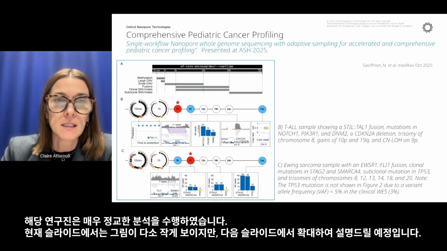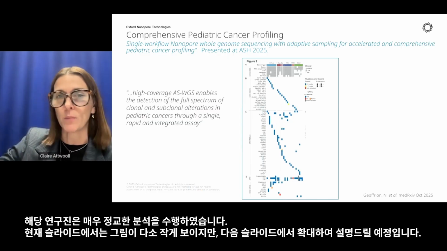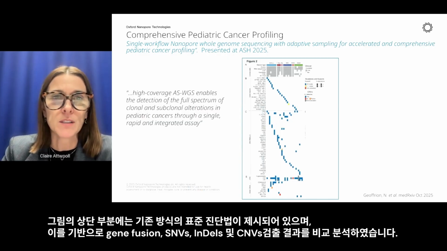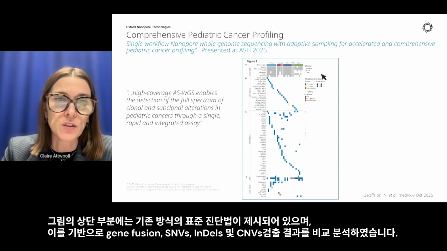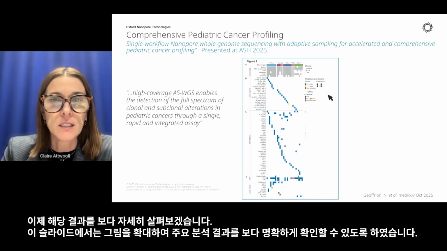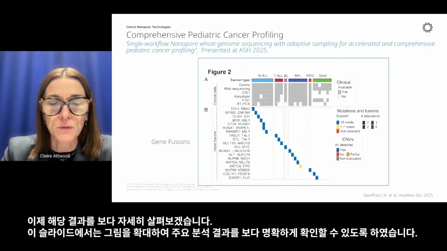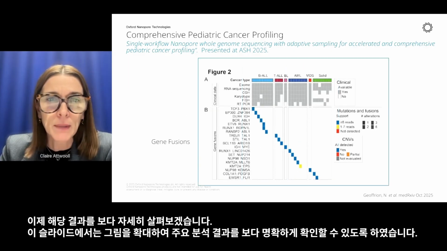They did a really nice analysis. This is very small, so I'm going to blow it up in the next slides. But essentially at the top, this shows what their standard of care testing was. And then they compared, did they call fusions, SNVs and indels, and then their copy numbers. So just digging into that a bit more so those of us who need glasses can actually see what's happening.